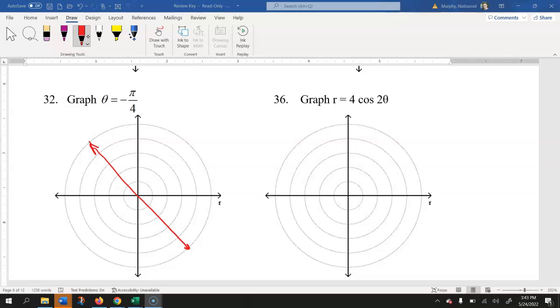Let's look at number 36. So for number 36, this is one of those, it's going to be a rose curve. So the first thing I recognize is our n value here is 2, so that's even. So remember, if it's even, the number of petals equals 2 times whatever n is. So in this case, there's going to be 4 petals. And then the fact that it's a cosine function means it's going to start at 0.